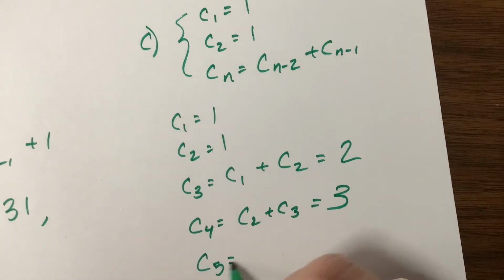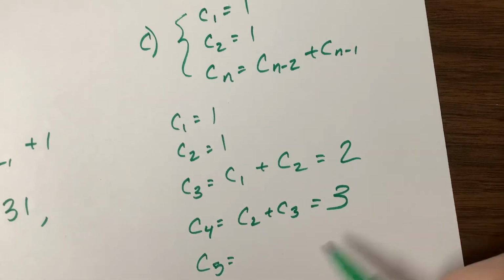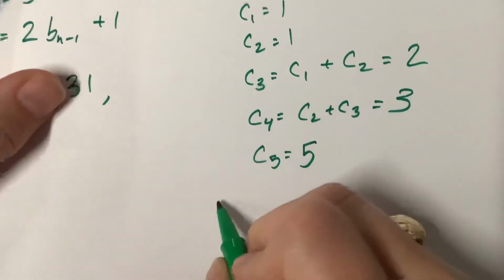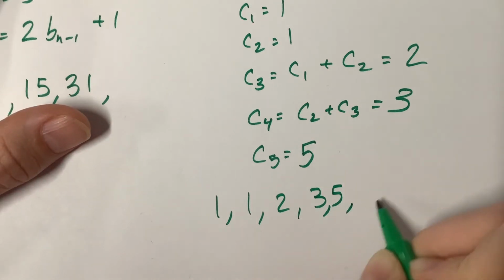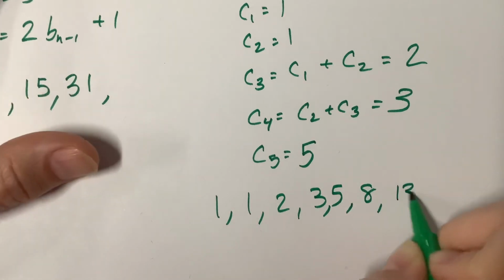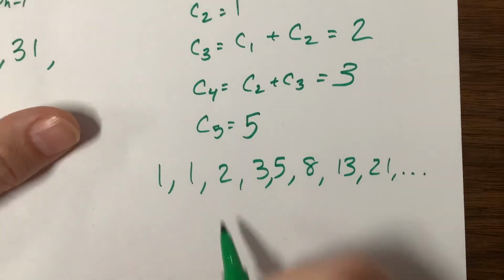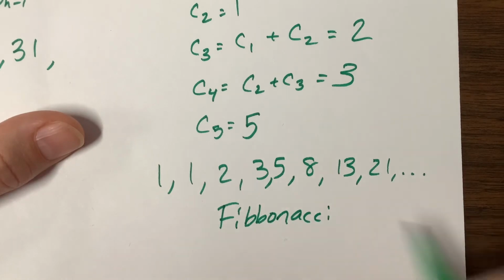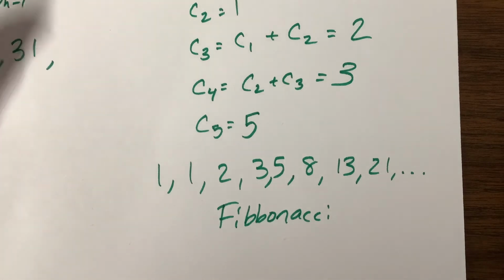The fifth term, we're going to be adding the third term and the fourth term, so this is going to be 5. And this, ladies and gentlemen, has a fancy name. This is the Fibonacci sequence, and so it's 1, 1, 2, 3, 5, 8, and then 13, 21. I think Fibonacci just has one B. I'm a terrible speller, so go look that up. But it's a dead Italian guy.